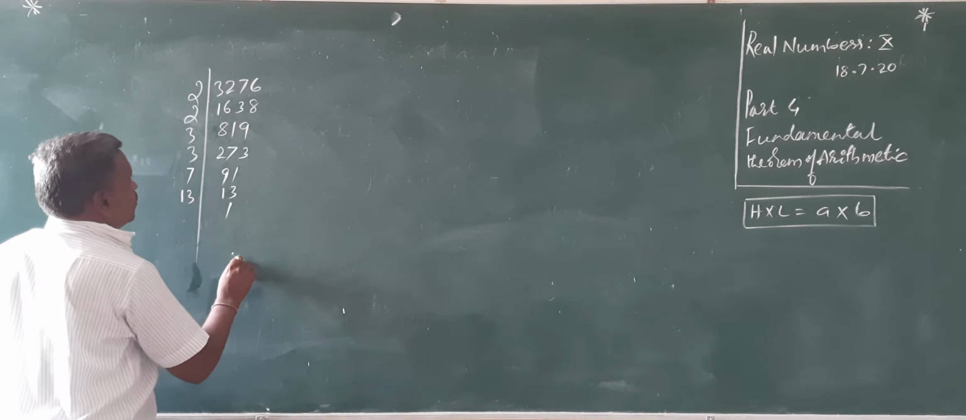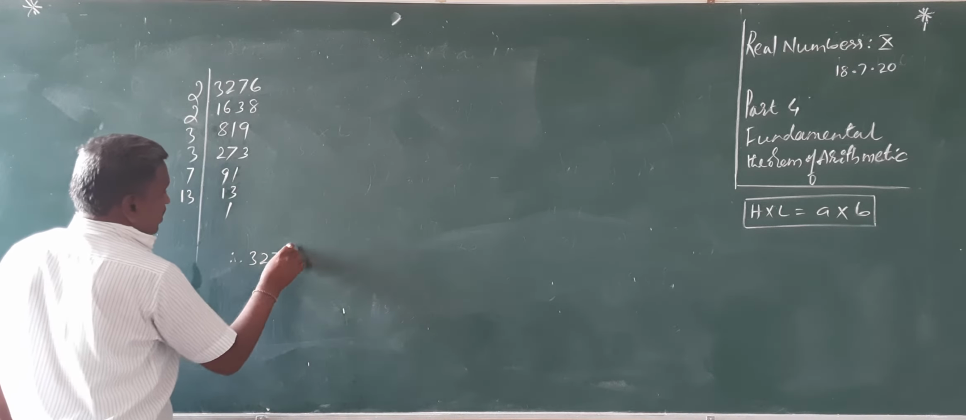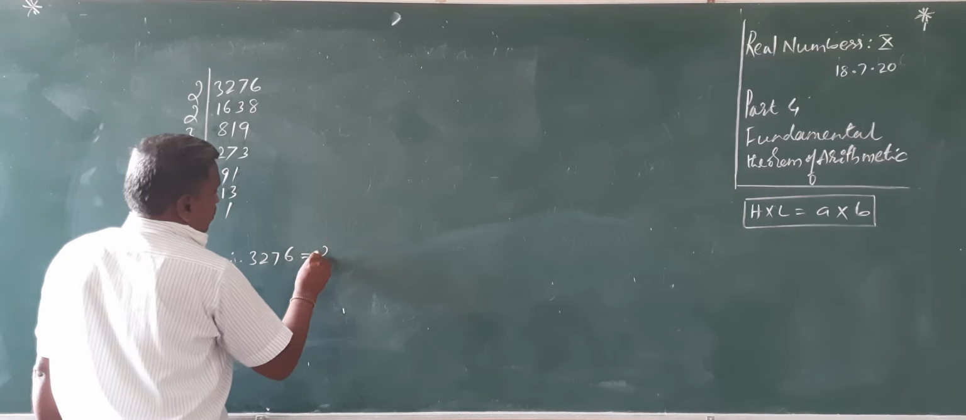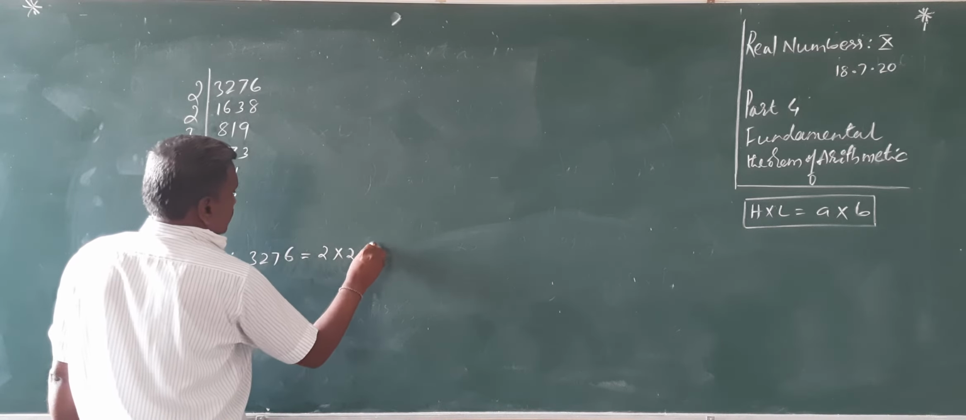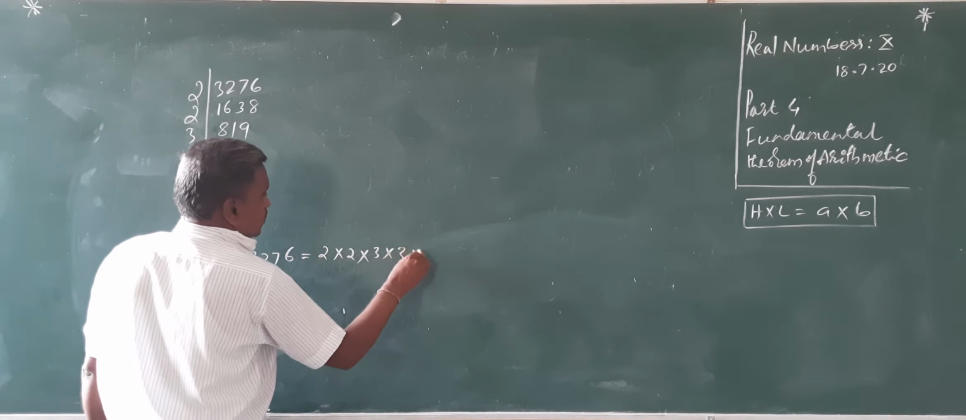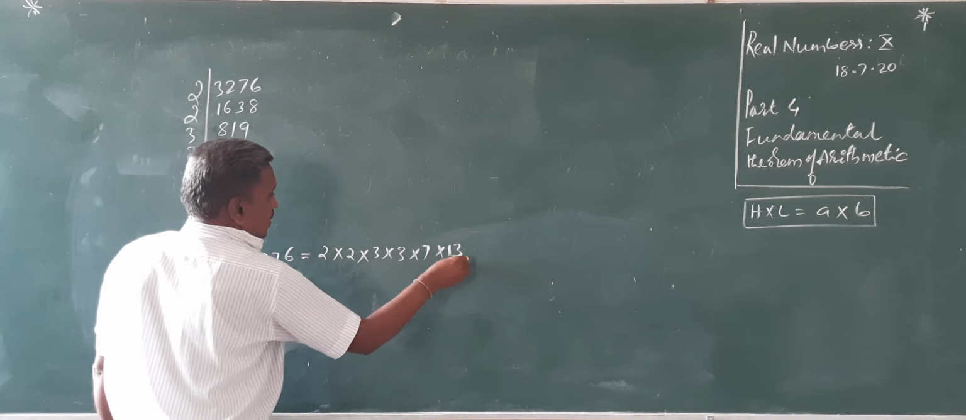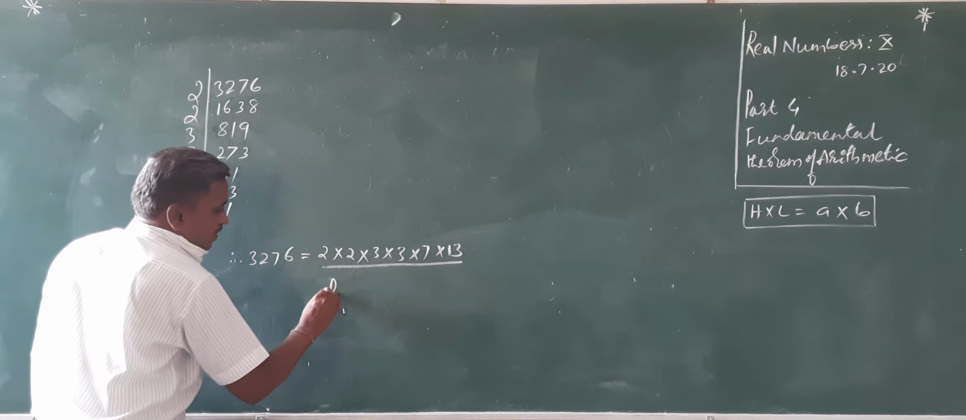It means therefore that the number equals 2 into 2 into 3 into 3 into 7 into 13. This is said to be prime factorization.